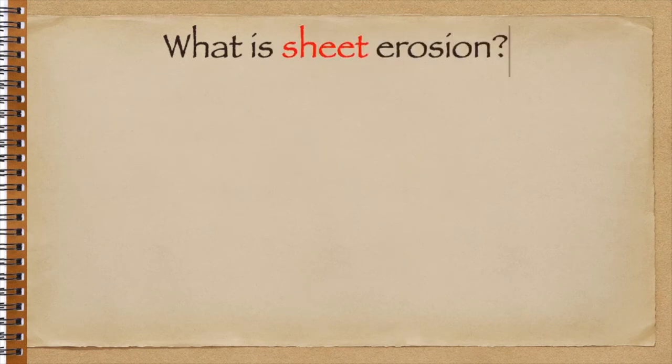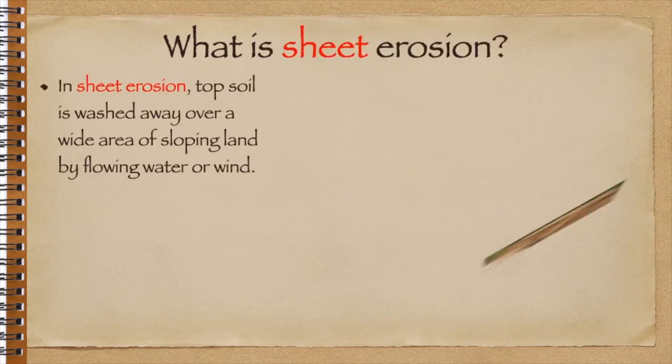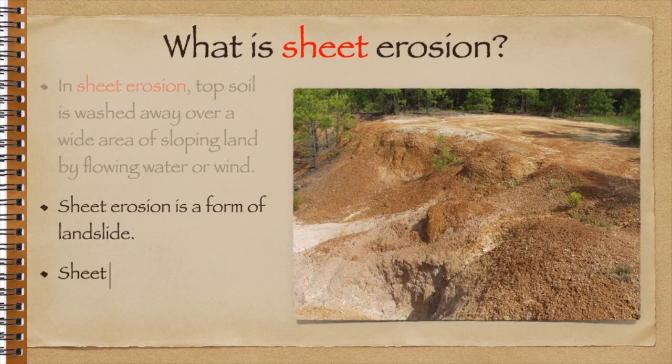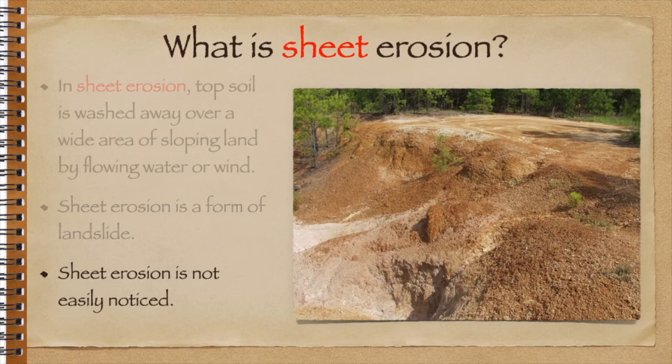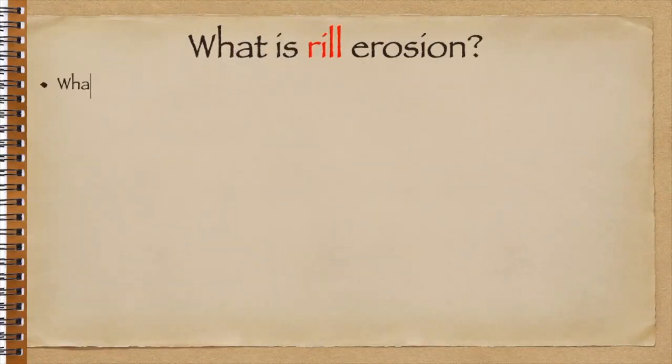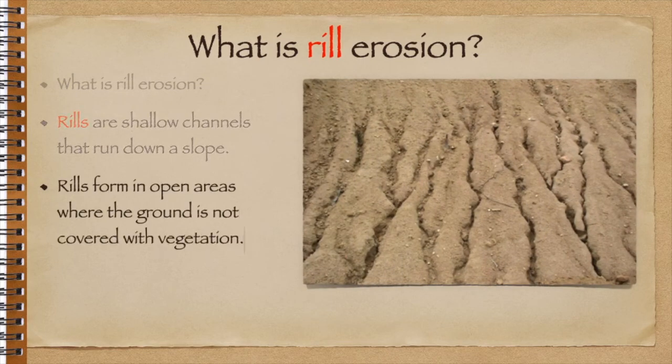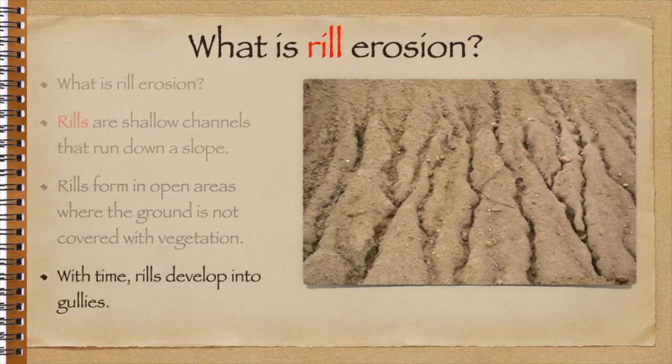In sheet erosion, topsoil is washed away over a wide area of sloping land by flowing water or wind. Sheet erosion is a form of landslide. Sheet erosion is not easily noticed. What is rill erosion? Rills are shallow channels that run down a slope. Rills form in open areas where the ground is not covered with vegetation. With time, rills develop into gullies.